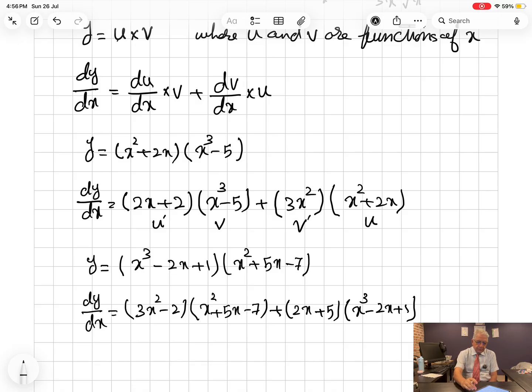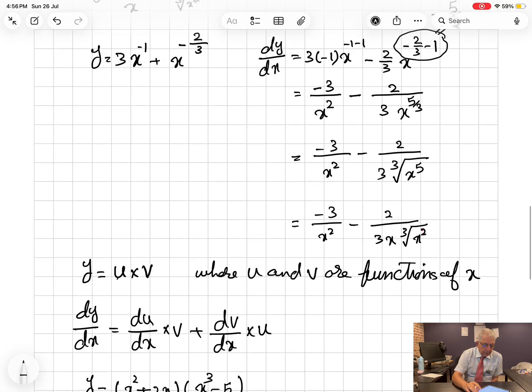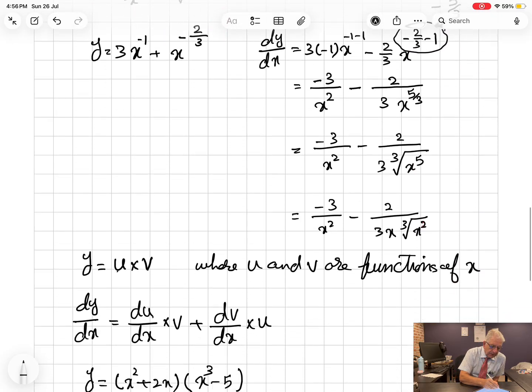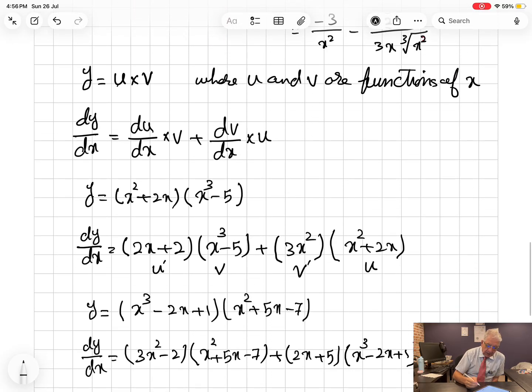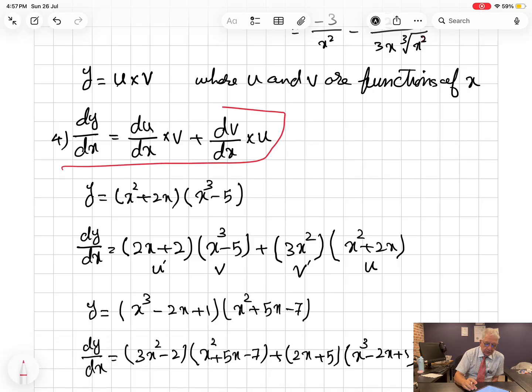Now, this was actually our fourth rule, which I wrote here, so that I will put it in the red box. You will remember that this is our fourth rule.